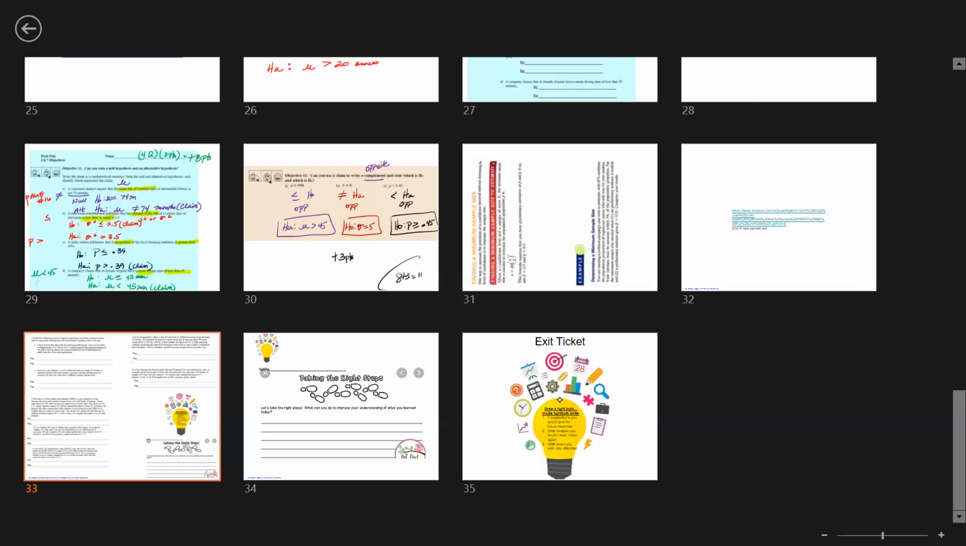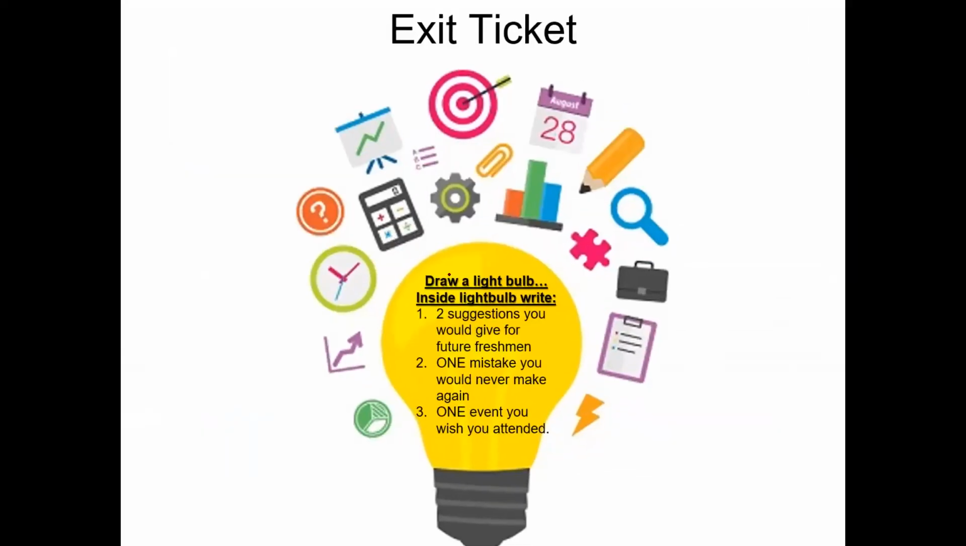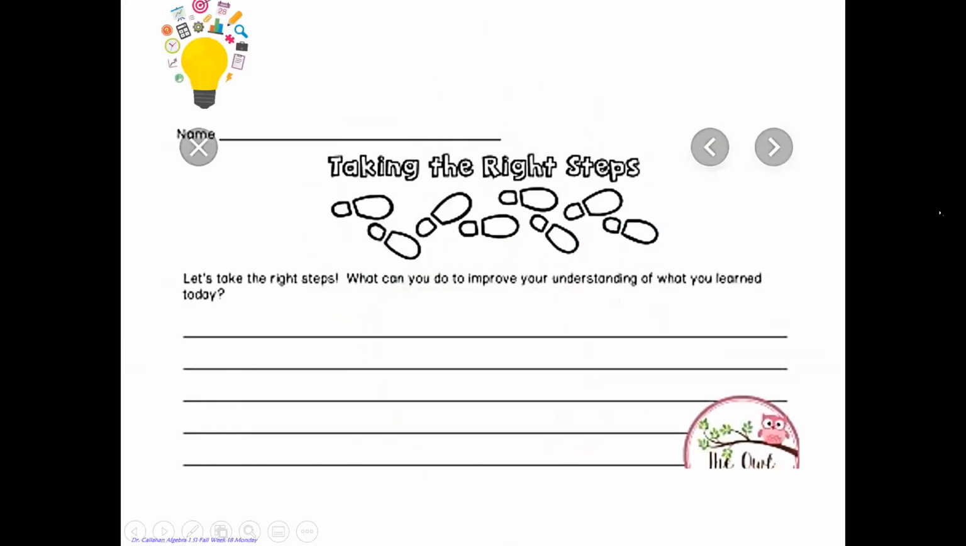And basically what the light bulb says is, draw a light bulb. Inside the light bulb, I want you to give me 2 suggestions you would give for future freshmen, 1 mistake that you will never make again, and 1 event that you wish you would have attended, which will be kind of hard because we have a pandemic right now. And then lastly is reflection. Let's take the right step. What can you do to improve your understanding of what you learned today?